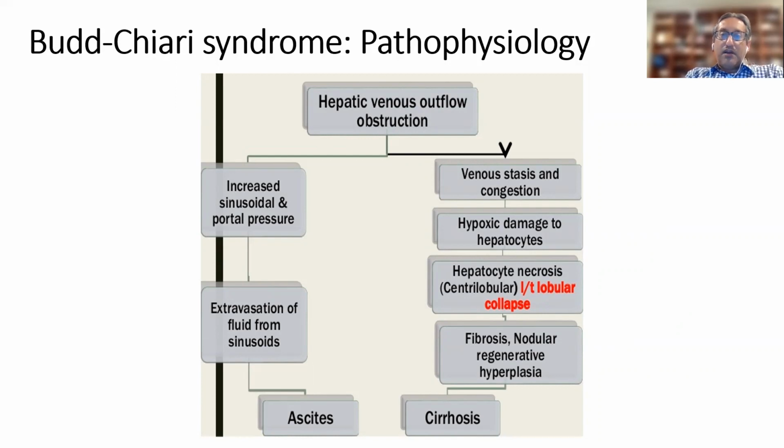If this hepatic venous outflow obstruction, congestion and venous stasis persist over a long period of time, for years, it ultimately starts causing fibrosis. In addition to developing cirrhosis, it also forms nodular regenerative hyperplasia. So these patients with Budd-Chiari syndrome have regenerative nodules, which are typical especially in chronic Budd-Chiari syndrome. And if the congestion and hepatocellular necrosis happen very suddenly, these patients can also present with acute liver failure.